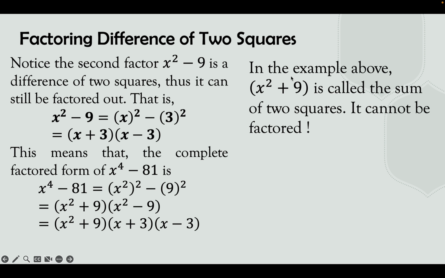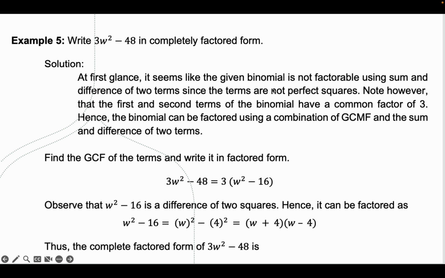In the example, x squared plus 9 is called the sum of two squares. It cannot be factored. Since x squared plus 9 is the sum of two squares, it cannot be factored further, class. You need to remember this one.